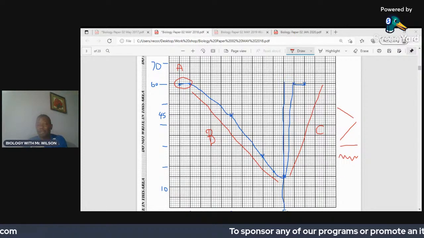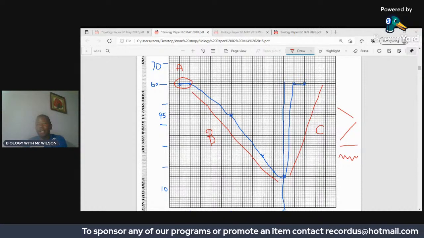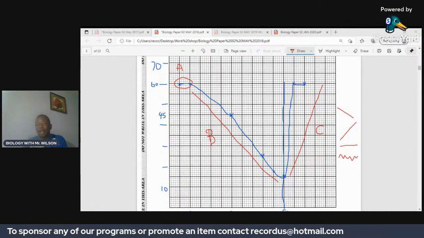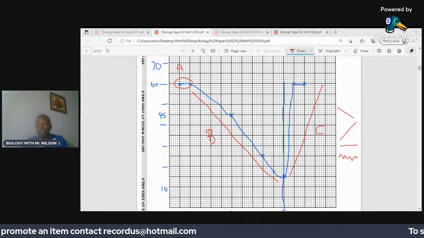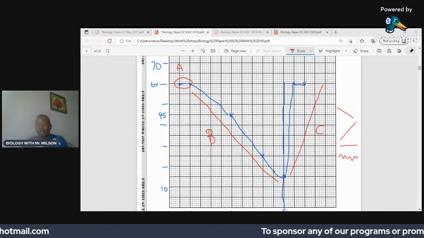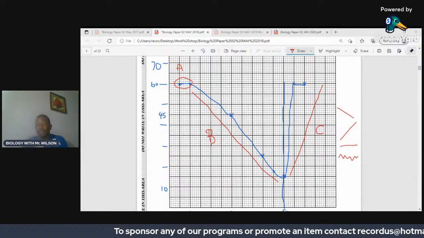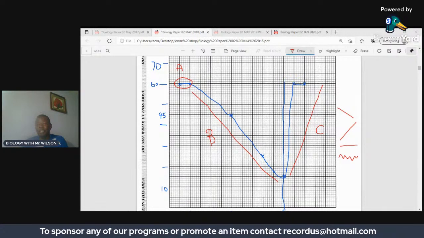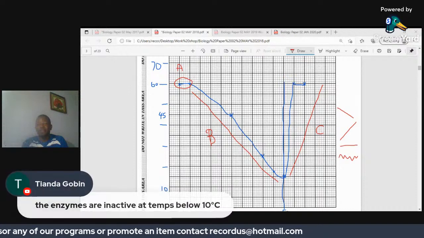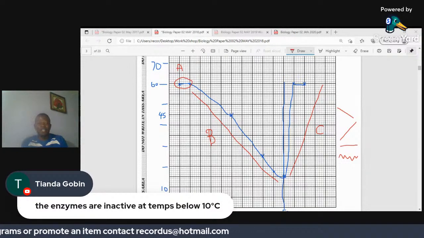Let me look at what is happening here now. The enzymes are inactive. Let me just show some things on the screen for you. We want to see from everybody. It's buffering. Let me look at Gobbin. So Gobbin's answer is on screen.